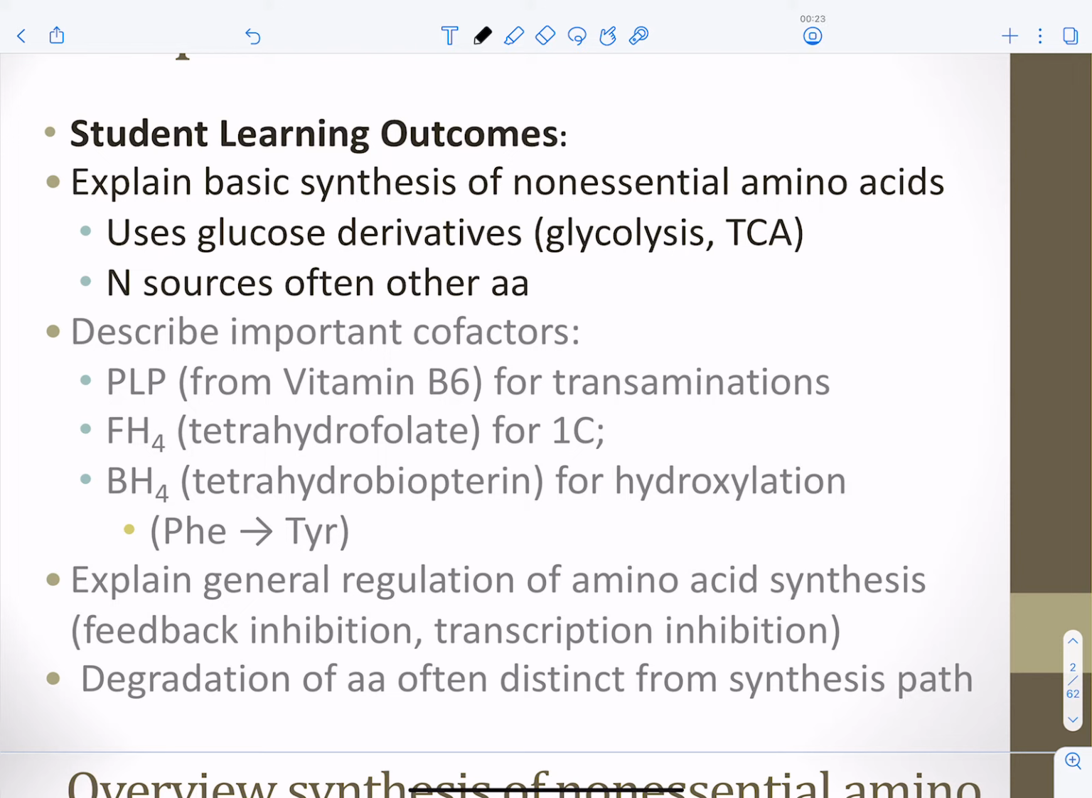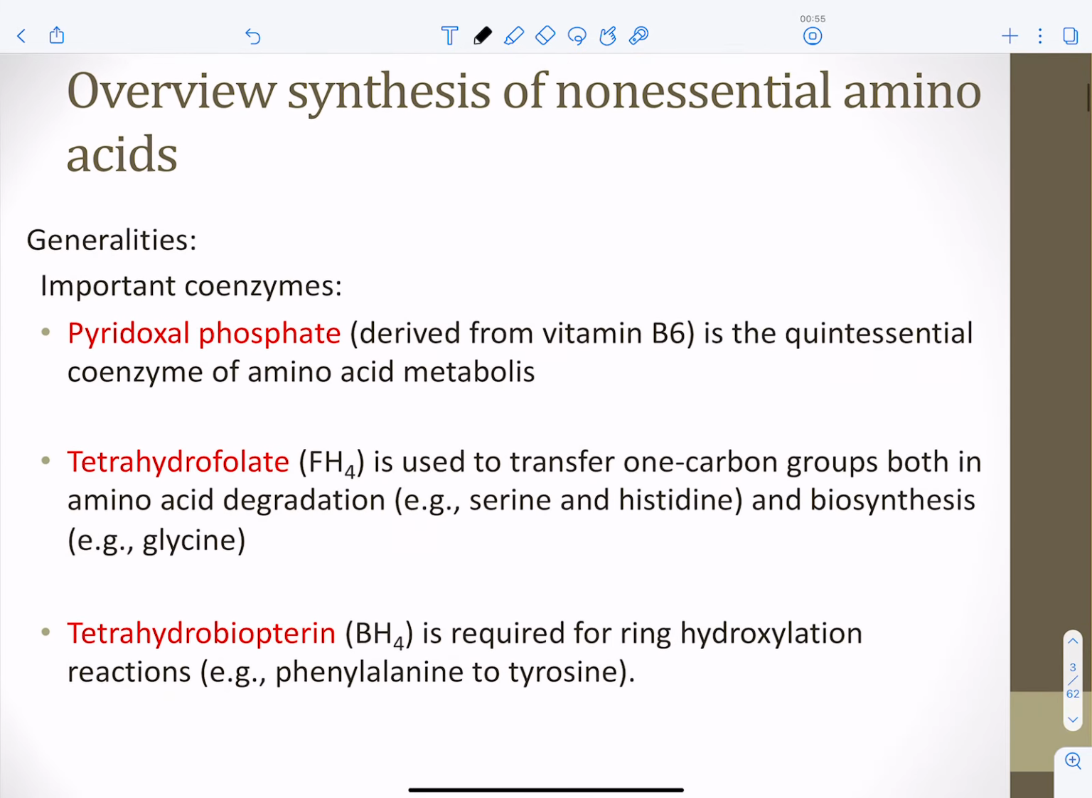We are going to talk about the important cofactors involved, so we'll give an introduction to those cofactors. Many of those cofactors will come up again in our single carbon donor lecture next. We will also explain some general regulation of amino acid synthesis. There are some that do have feedback inhibition, and degradation of the amino acids can simply feed back into the pathway from which it was originally made, or it could have distinct pathways from actual synthesis.